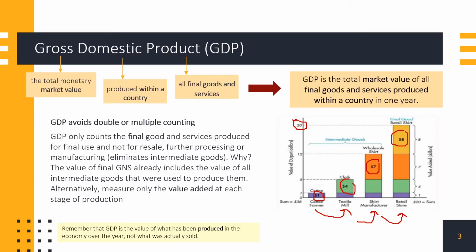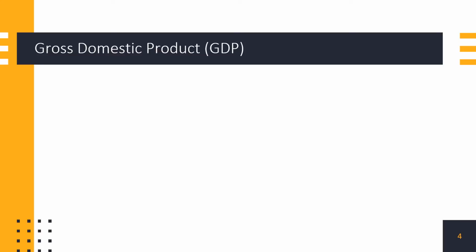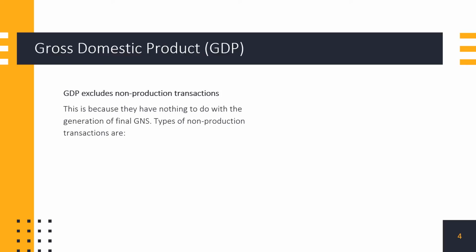Now, you need to remember that the GDP is the value that has been produced in the economy, not what was actually sold. The second characteristic of GDP is that it excludes non-production transactions. Why? Simply because they have nothing to do with production or the generation of new goods and services. Now, there are numerous types of non-production transactions, but the main 3 are as follows.